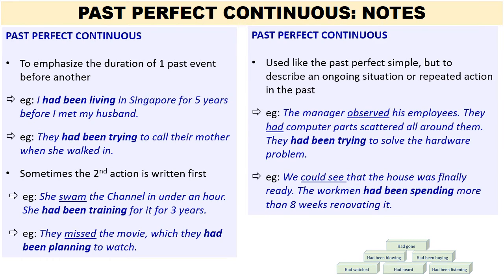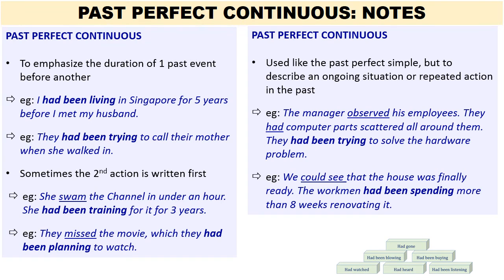Now, the past perfect continuous tense is used somewhat like the past perfect simple, but we can also use it to describe an ongoing situation or a repeated action in the past. For example, the manager observed his employees. They had computer parts scattered all around them. They had been trying to solve the hardware problem.